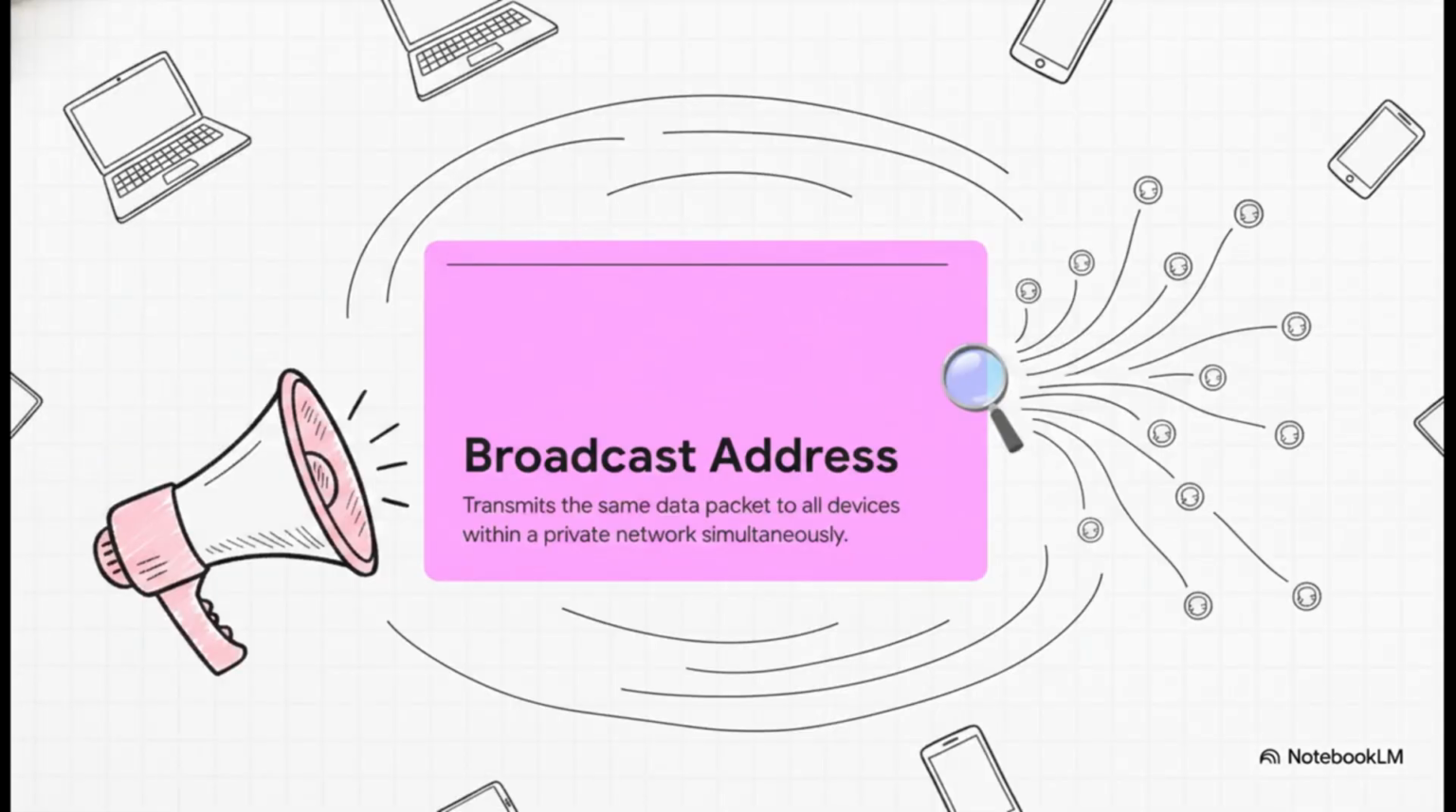Next up is the broadcast address. This address acts like a giant loudspeaker for a private network. Instead of sending an update or a piece of data to 100 devices individually, which would obviously take a ton of time and bandwidth, a network administrator can just send it to the broadcast address. This instantly reaches every single connected device on that local network simultaneously.